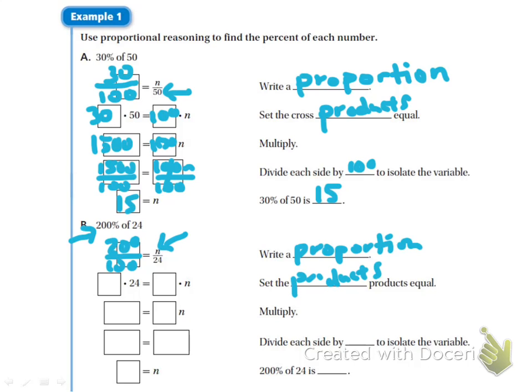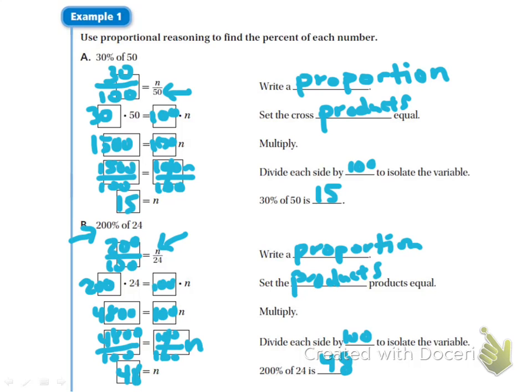So now I cross multiply to find the cross products. I multiply 200 times 24 and 100 times n. 200 times 24 is 4,800, and I have 100 times n. 4,800 divided by 100 is 48. And when we did the 100 divided by 100, that canceled out to leave us n. So by isolating the variable, we found that 200% of 24 is 48.